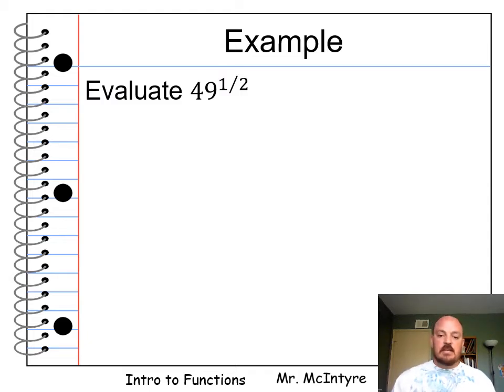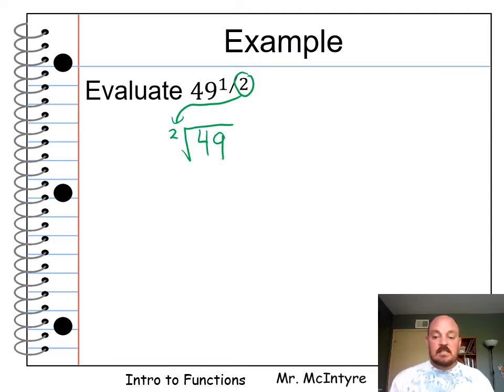So here's our first example. Let's say I ask you to evaluate 49 to the 1/2 power. Well, to evaluate it, the first thing you want to do is rewrite it as a radical. So I'm going to take that number, that 49, and instead of writing it using a rational exponent, I'm going to write it as a radical. Now remember, this number here is the index, the one that goes here. So what we really have is the second root, or the square root of 49.